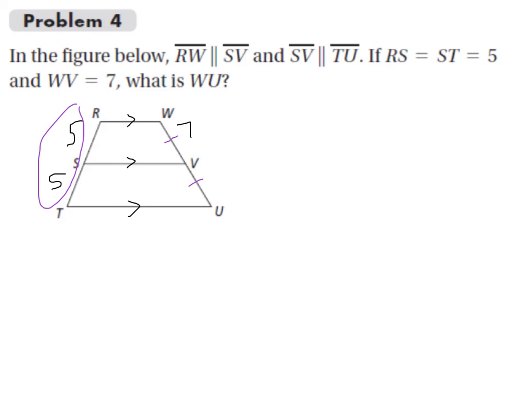So I'm looking for WU. So from W to U, I'm looking for this whole length. So since these are congruent, this second segment is also going to be 7. So WU is going to be added up to be 14.